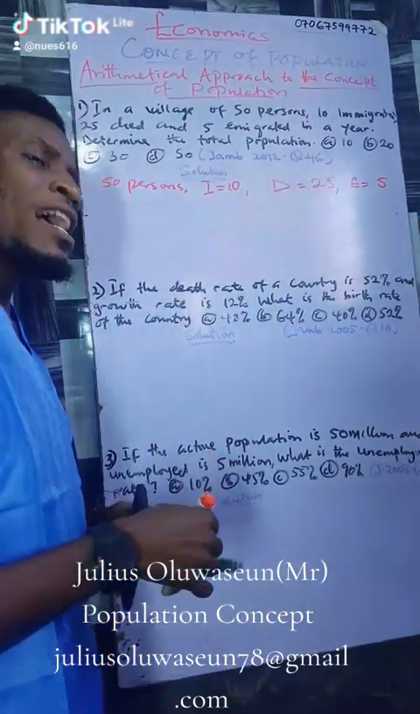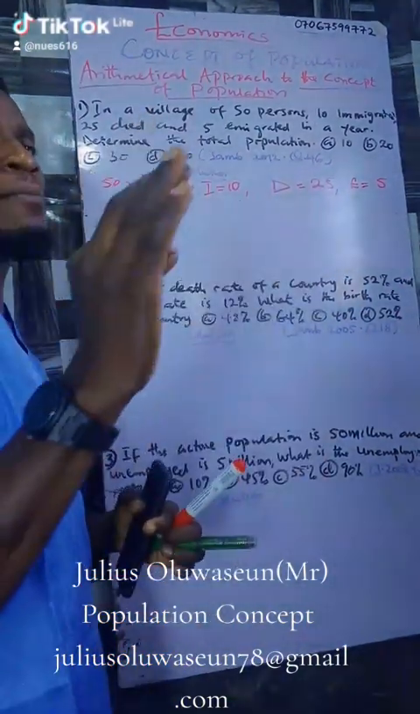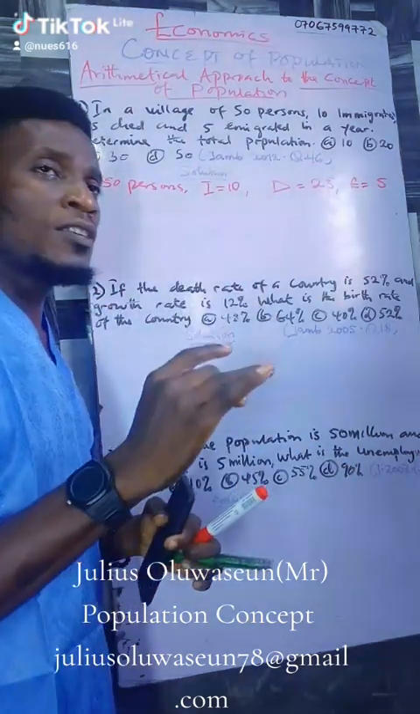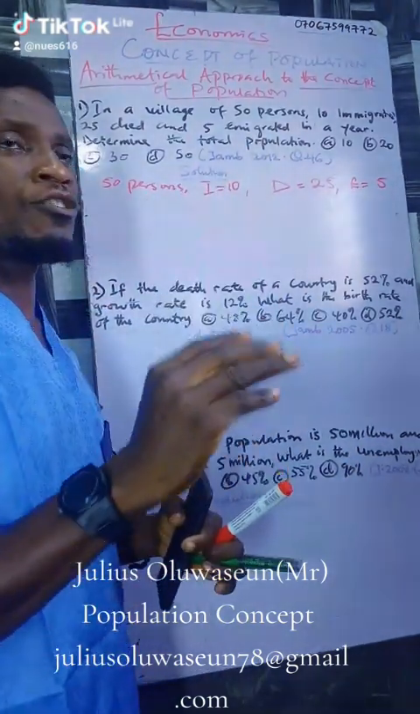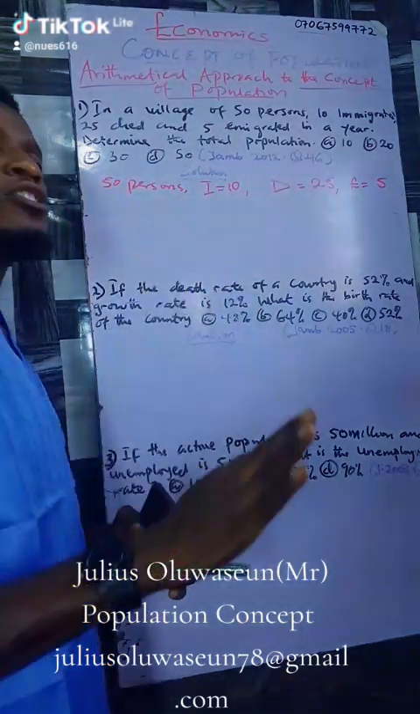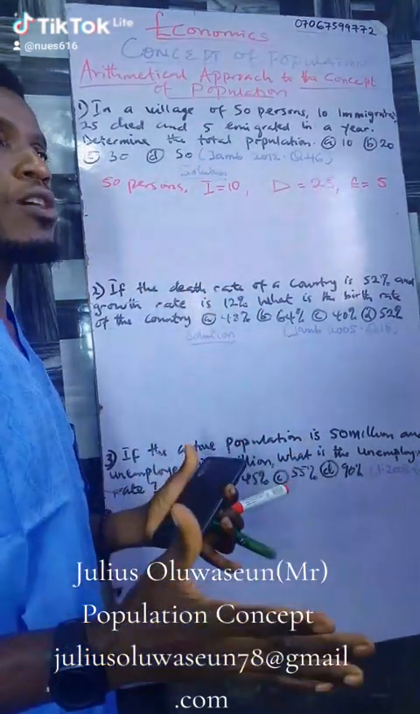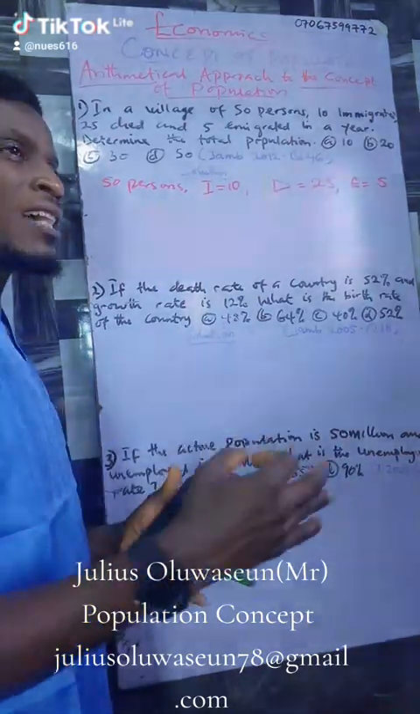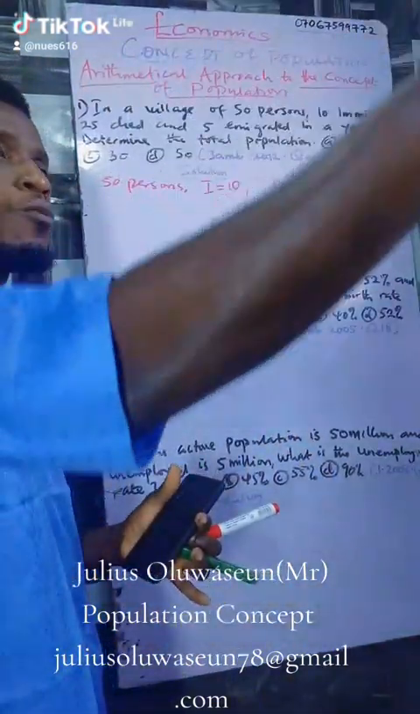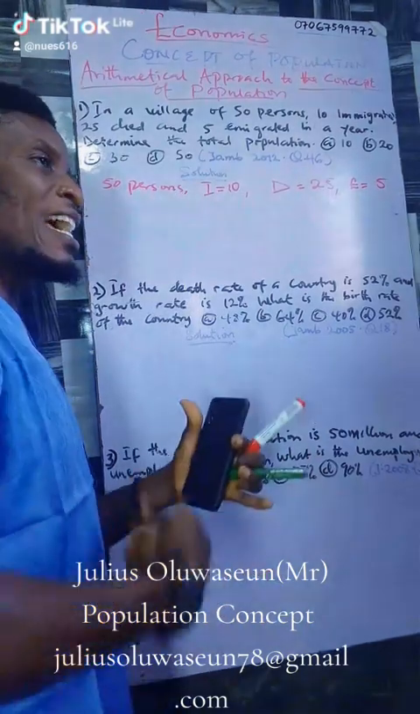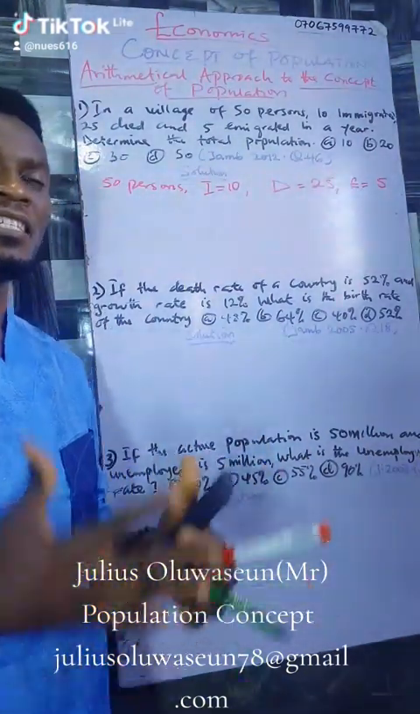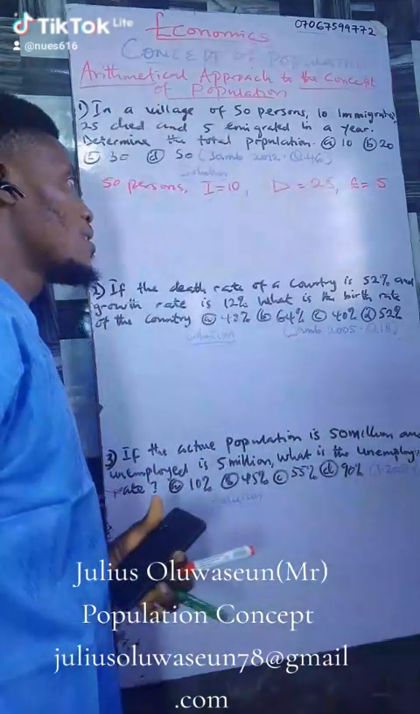Now, you see, we have majorly 3 determinants of population or population size. Number 1 is birth rate, number 2 is death rate, and number 3 is migration. And when we mention migration, it is categorized into 2: immigration and emigration. Immigration is the influx of people from other places of the world into Nigeria, and emigration has to do with when a Nigerian is leaving Nigeria to other countries.